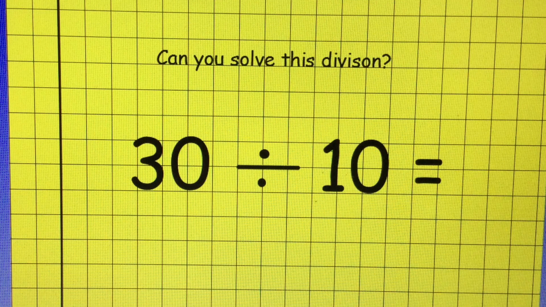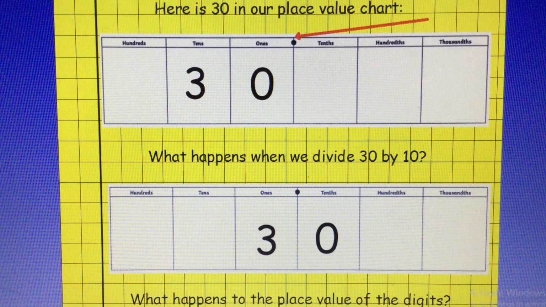First things first, guys, can you help me solve this division? What is 30 divided by 10? Pause the video now to have a quick think. Yes, of course you're right. 30 divided by 10 is 3. There are 3 groups of 10 in 30. Here is 30 in our place value chart, and as you can see, it has 3 10s and no 1s.